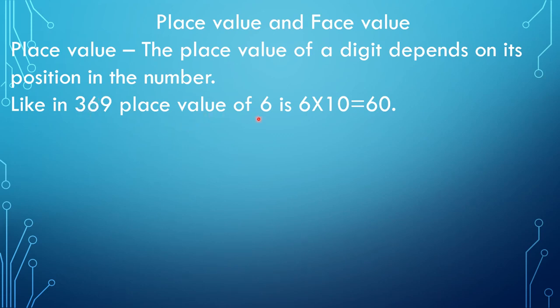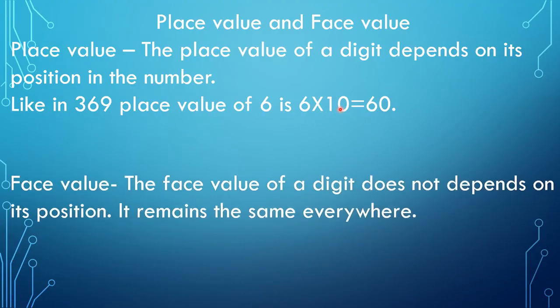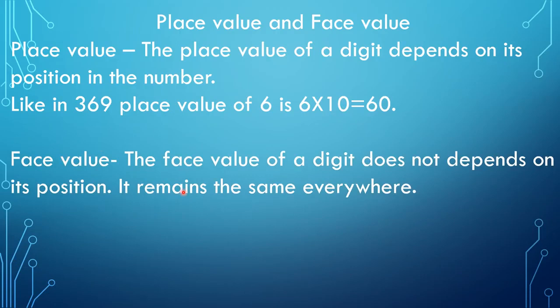So here the place value of 6 is 6 multiplied by 10, that is equal to 60. Okay, and in face value, the face value of a digit does not depend on its position. फेस वैल्यू जो है वो इसकी पोजीशन पे, इसके प्लेस पे डिपेंड नहीं करती. It remains the same everywhere, और ये हमेशा एक जैसी ही रहती है.